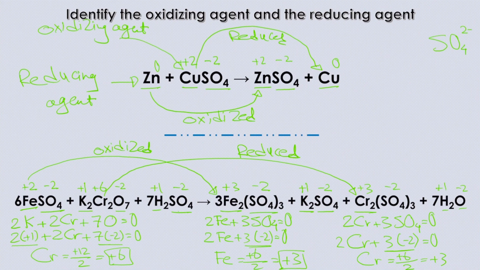We discussed a while ago that the species that has been oxidized is considered to be the reducing agent. So we can directly say that FeSO4, or Fe2+, is the reducing agent, while K2Cr2O7 is the oxidizing agent because it has been reduced.